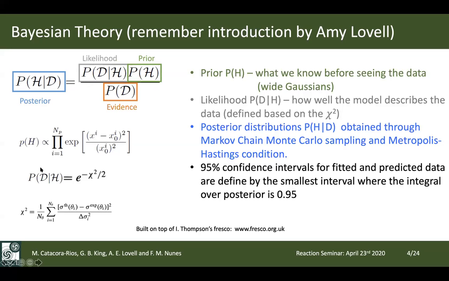Our likelihood is how well the model describes the data. It is a normal standard distribution in our case. We use a standard chi-square definition as well. Our posterior distributions are obtained through a Markov chain Monte Carlo sampling and Metropolis-Hastings condition. And our 95% confidence intervals for fitted and predicted data are defined by the smallest interval where the integral over the posteriors is 0.95. So in other words, we define 95% confidence over the center of the densest regions of our posteriors.